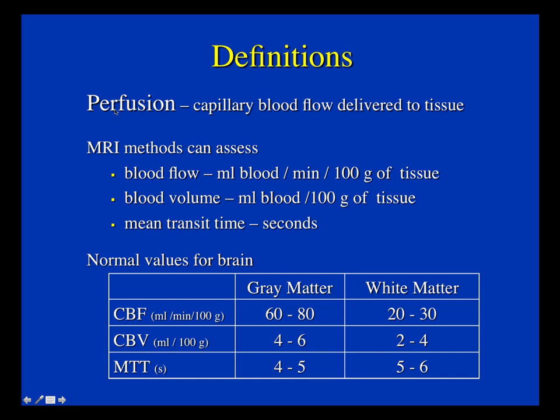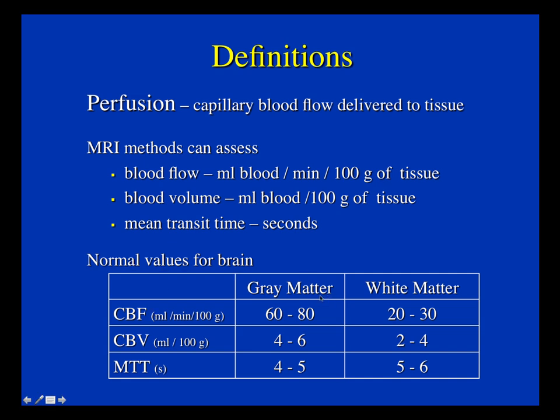So just to start off, so that everybody's on the same page, by perfusion we refer to blood flow in the capillaries, and we would like to measure the amount of flow delivered to the tissue voxels. Generally the units of blood flow are milliliters per unit time per 100 grams of tissue. The blood volume is, of course, milliliters of blood per some amount of tissue. And the mean transit time, which is the average time that the blood takes to go through the capillary bed, is measured in seconds.